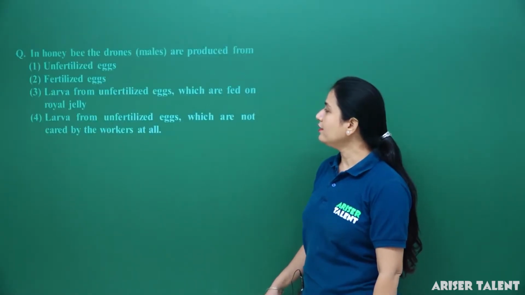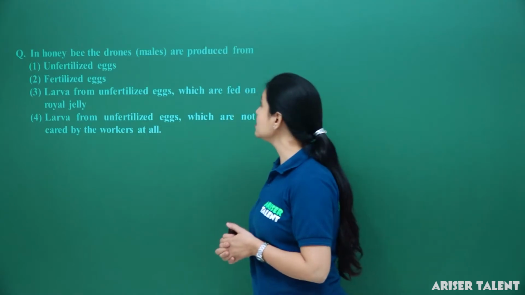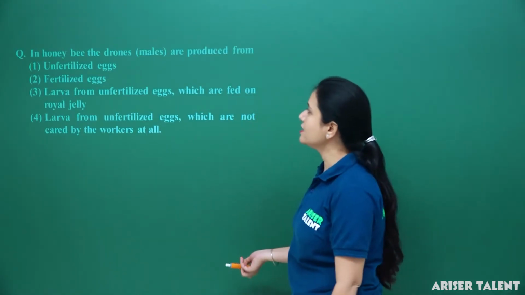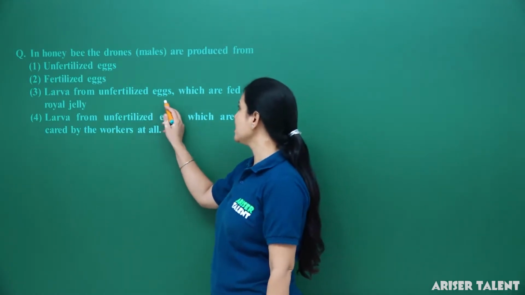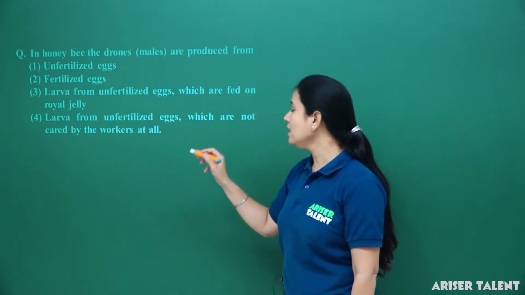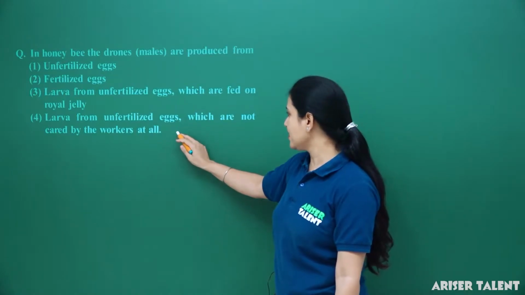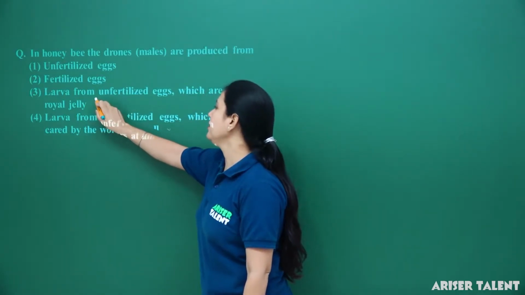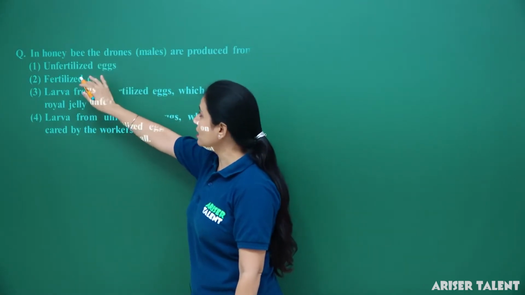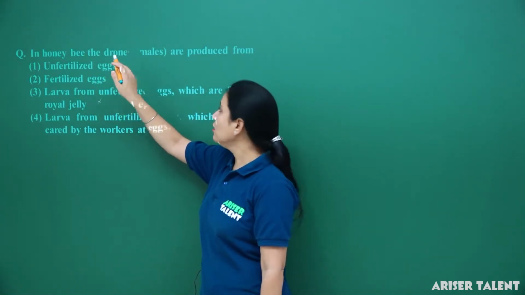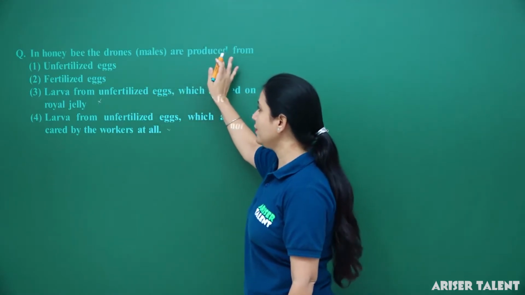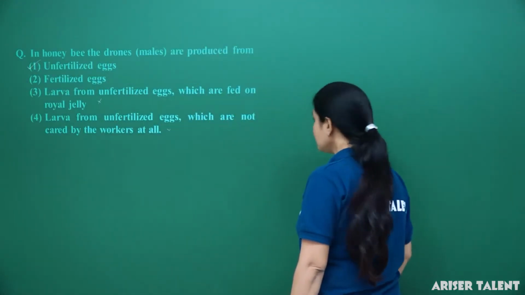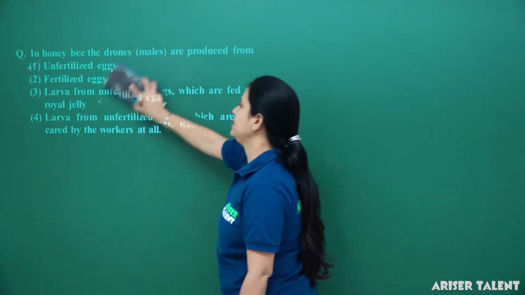These are very important. In honeybee, the drones are produced from: fertilized eggs; larvae from unfertilized eggs which are fed on royal jelly; larvae from unfertilized eggs which are not cared for by the workers at all. This is a wrong statement. It's also a wrong statement. Generally, we know that in honeybees, drones, meaning males, are produced from unfertilized eggs. Okay. Option 1 is the correct answer.